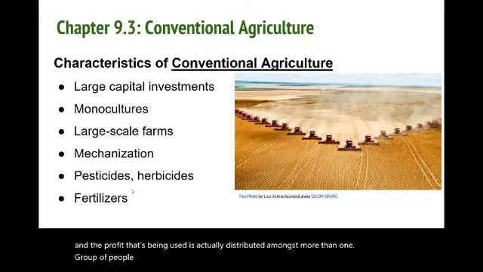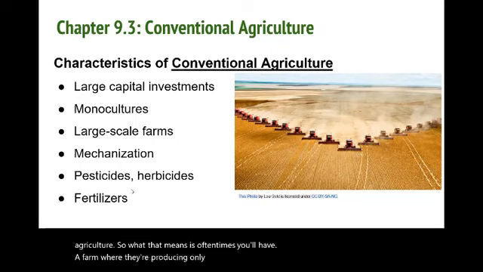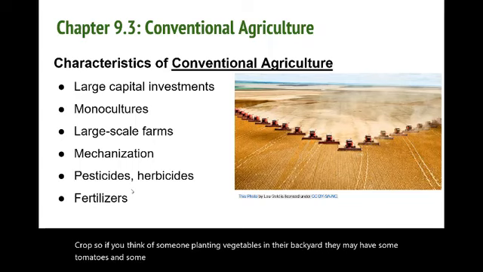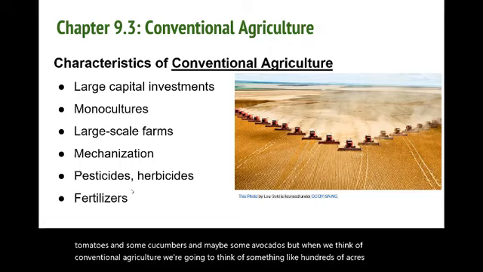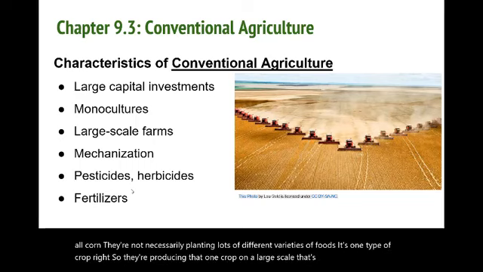Monocultures are really common when we think of conventional agriculture. So what that means is oftentimes you'll have a farm where they're producing only one crop. If you think of someone planting vegetables in their backyard, they may have some tomatoes and some cucumbers and maybe some avocados. But when we think of conventional agriculture, we're going to think of something like hundreds of acres where it's all corn. They're not necessarily planting lots of different varieties of foods. It's one type of crop, right? So they're producing that one crop on a large scale. That's referred to as a monoculture.